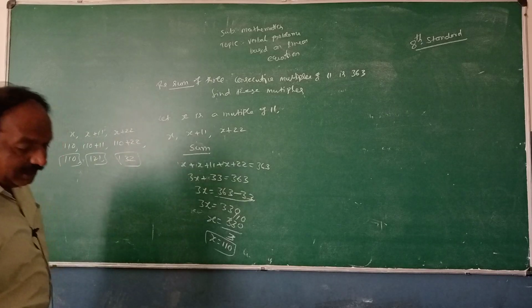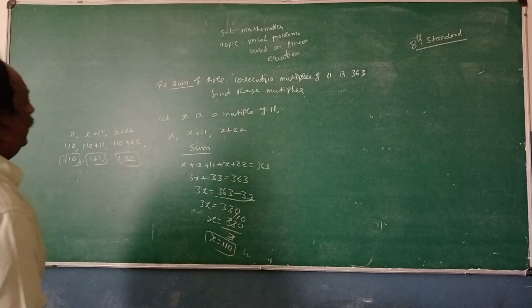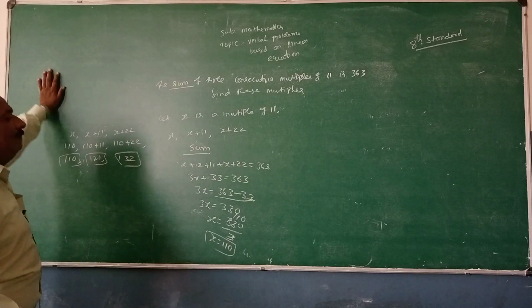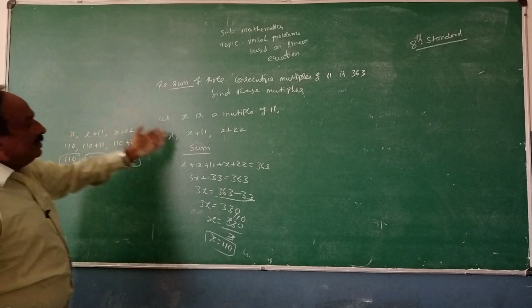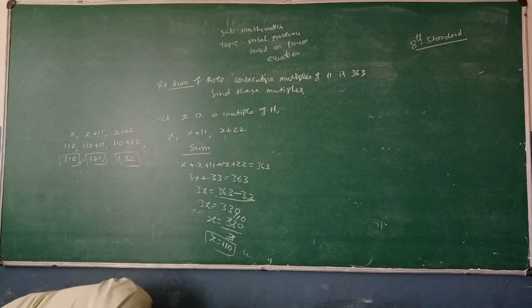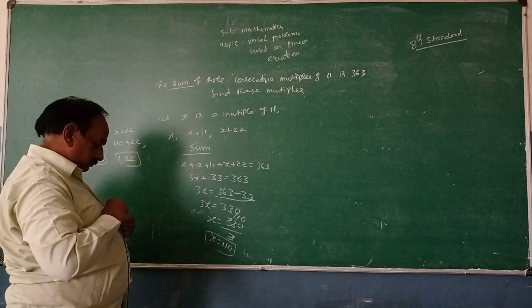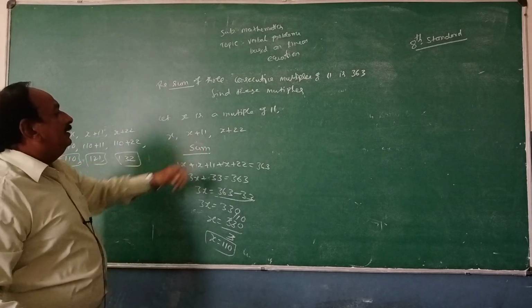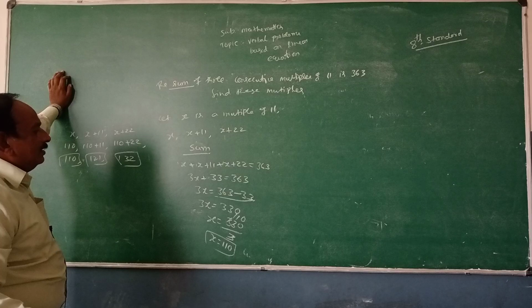We want to explain it once again. The sum of three consecutive multiples of 11 is 363. Find these multiples. What do you mean by consecutive? Let x be a multiple of 11, so x is one of the multiples of 11. x plus 11 is another multiple. x plus 22 is another multiple.